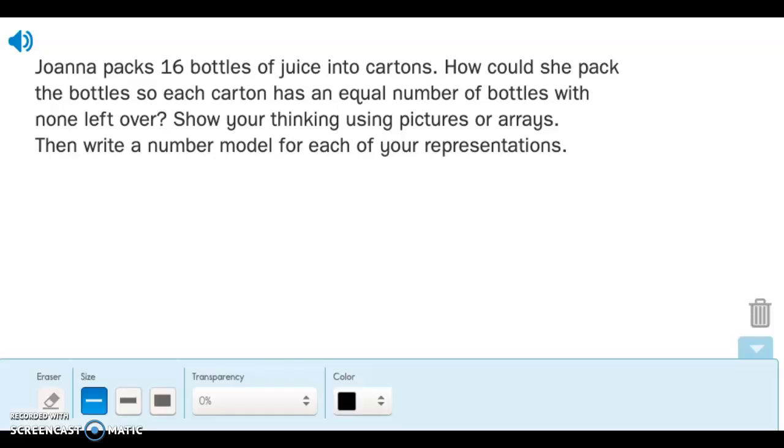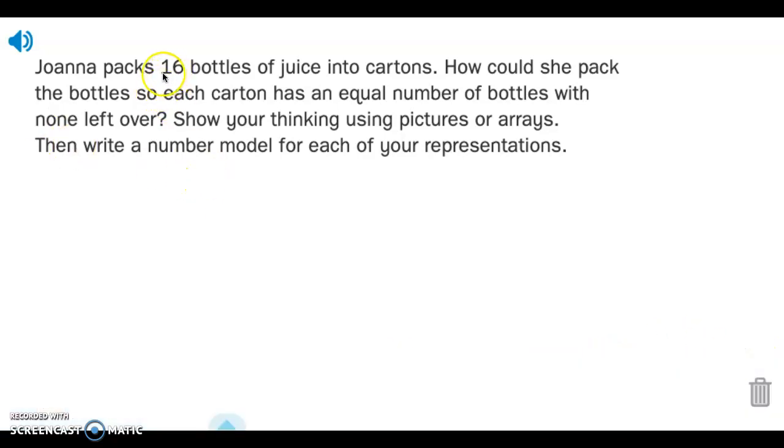All right, let's figure out what we know. What's important information here? Well, she packed 16 bottles into cartons. Any other information that we should circle or underline? There's an equal number of bottles with none left over. So how many do we have altogether? Well, we know we have 16 bottles total. And we know we need to pack them in cartons. Does it tell us how much a carton can hold? It doesn't. So that is up to you.